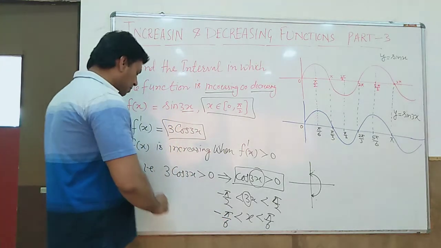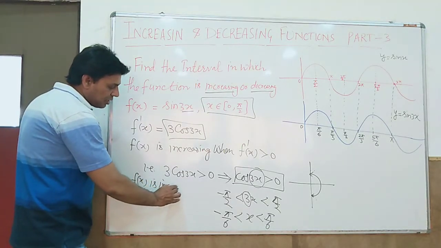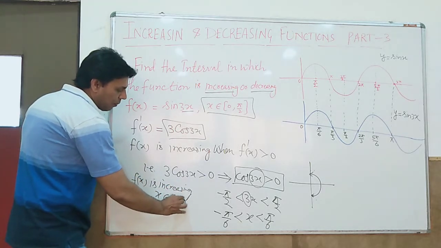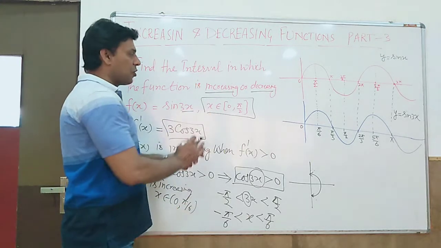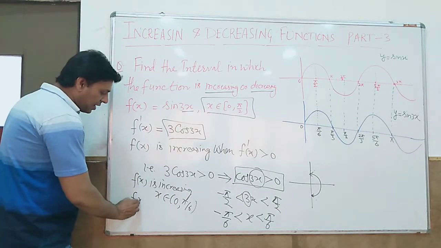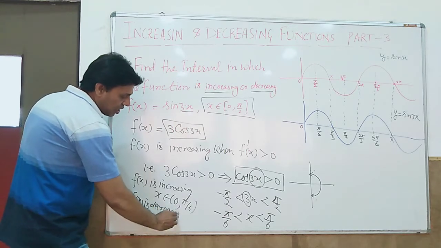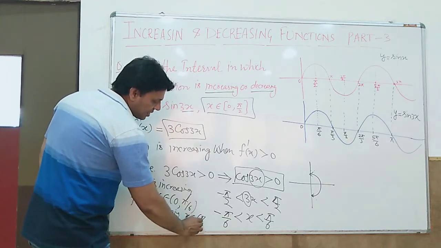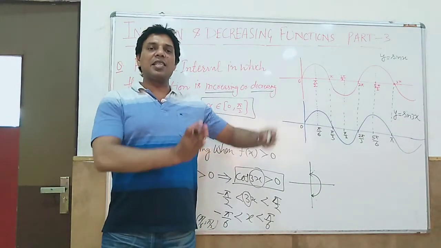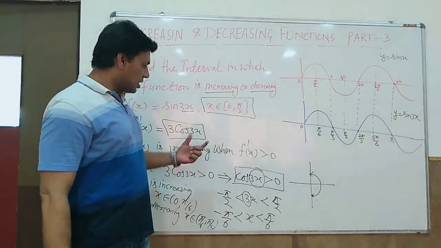So I can write f(x) is increasing when x belongs to 0 to pi by 6. It means in 0 to pi by 6 the function is increasing, and f(x) is decreasing when x belongs to pi by 6 to pi by 2. It means in the interval 0 to pi by 6 the function is increasing and in pi by 6 to pi by 2 the function is decreasing. So this was the trigonometric question.